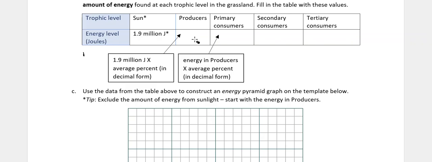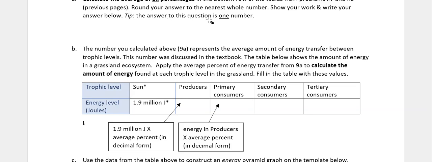So you would start with the amount of energy in the producers. Okay, so whatever percentage, again, you get here, that percentage is what you multiply each of these trophic levels by to get the energy amount in the next trophic level.